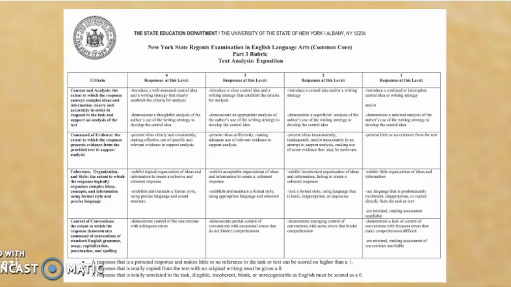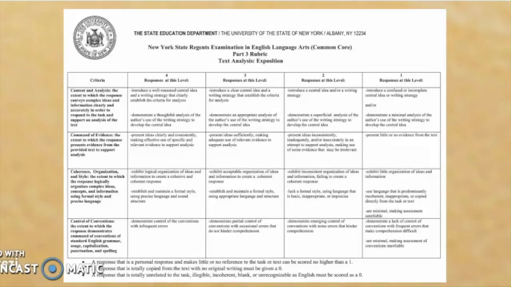In order for your response to score a 4, you'll see that you need to introduce a well-reasoned central idea and a writing strategy that clearly establishes the criteria for analysis. You also need to demonstrate a thoughtful analysis of the author's use of the writing strategy to develop that central idea. Ideas must be presented clearly and consistently, making effective use of specific and relevant evidence to support analysis. It must have a logical organization of ideas and information to create a cohesive and coherent response. Establish and maintain a formal style using precise language and sound structure, and demonstrate control of the conventions with infrequent errors.